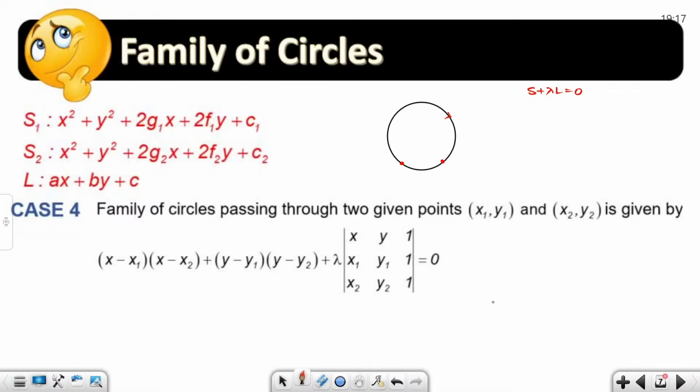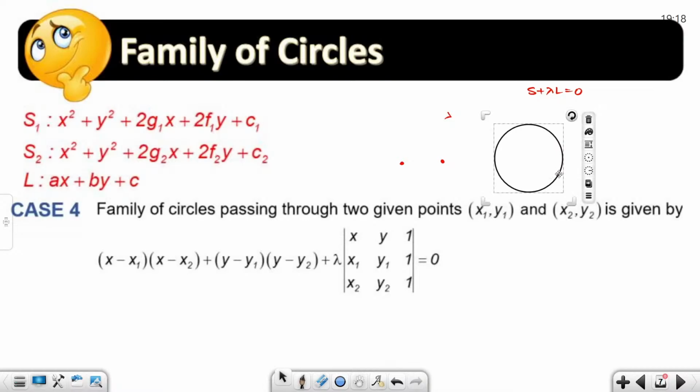So I will try to find out first the equation of that circle. Let me just remove this circle because this circle is actually not given to us. We have to simply find out all the circles which are passing through these two points. So first, let us say this point A is x1, y1, and this point B is x2, y2. Now I will try to find out a circle and a line.